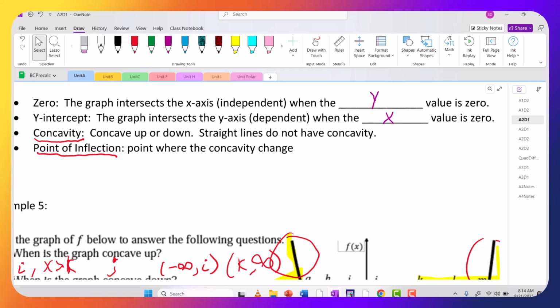All right, but it's bowls. It's basically bowls, and I'll talk about that on this next question here. I'll break it down with some highlighting. Maybe I'll erase the highlighting, but I'm going to leave my answers here. And then a point of inflection is where concavity changes.